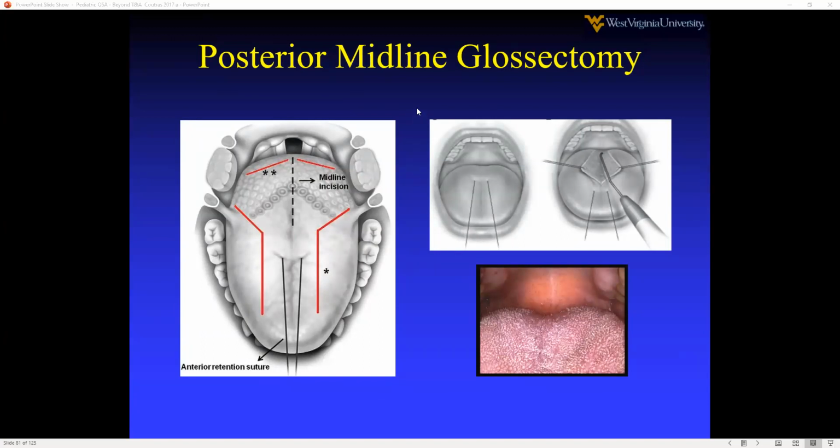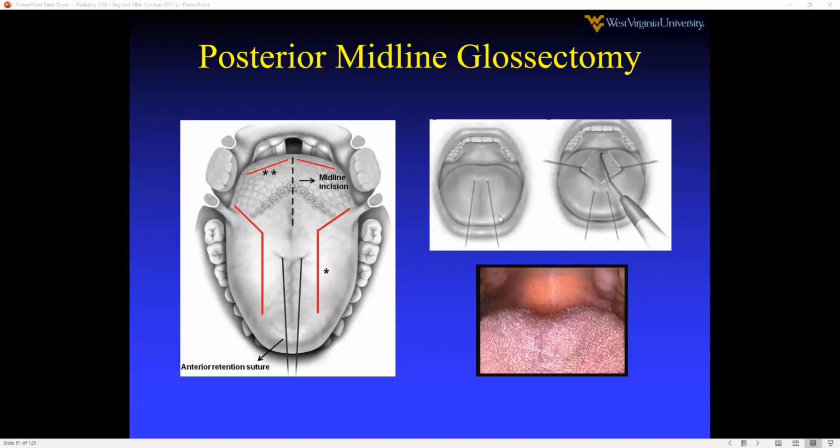So we're getting a post-op sleep study on him in another 6 weeks or so. But what we're talking about is midline incision in the back here. You can see the circumvallates here, a retraction suture, and then the red indicates the course of the lingual artery, and then the lingual nerve goes with the lingual artery. And this is the hyoid branch of the lingual artery back here.